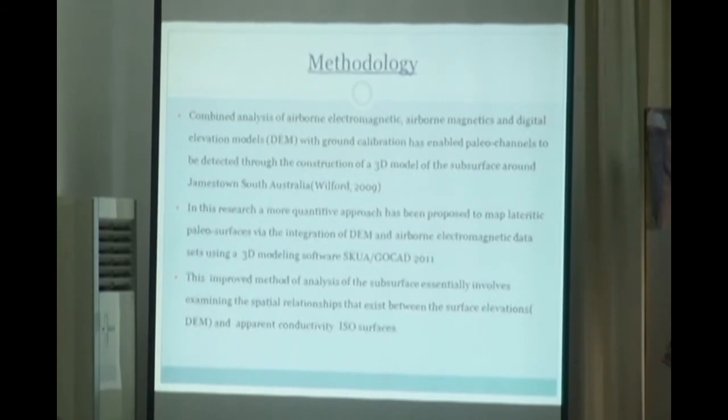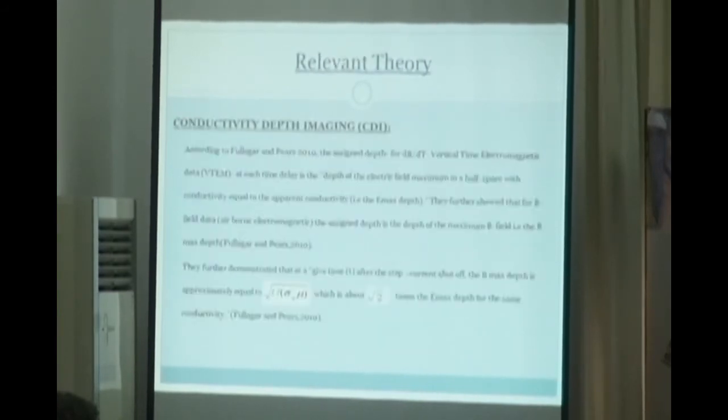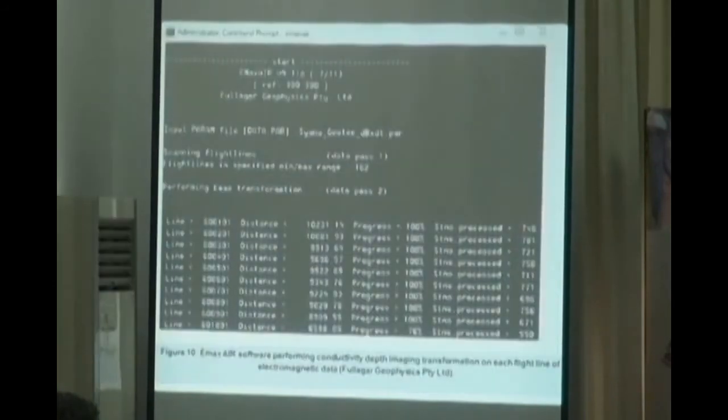So the methodology that was used: we combined an analysis of airborne electromagnetics, DEM, and other data sets, and we were able to map and create a 3D model of the subsurface. We use this method to identify possible paleo channels and correlations with isosurfaces. There's a little bit of the geophysics involved.